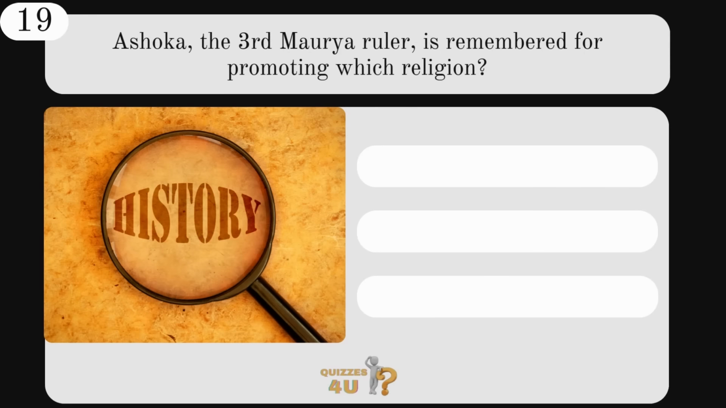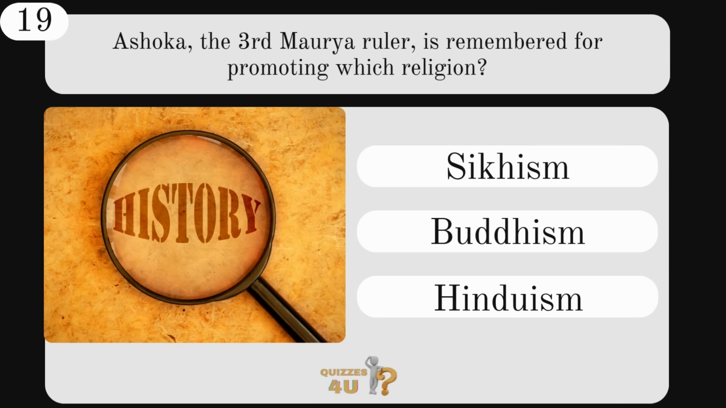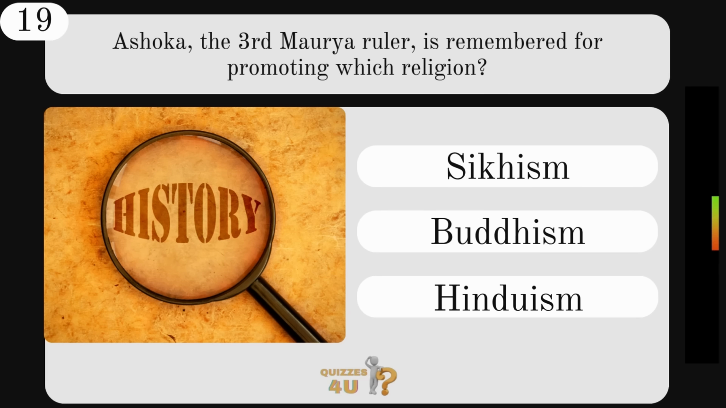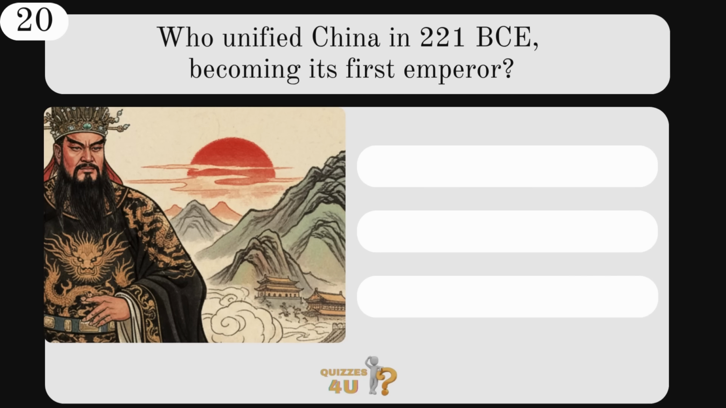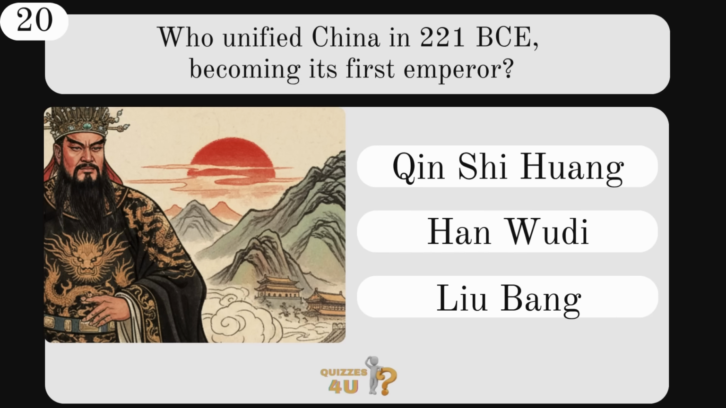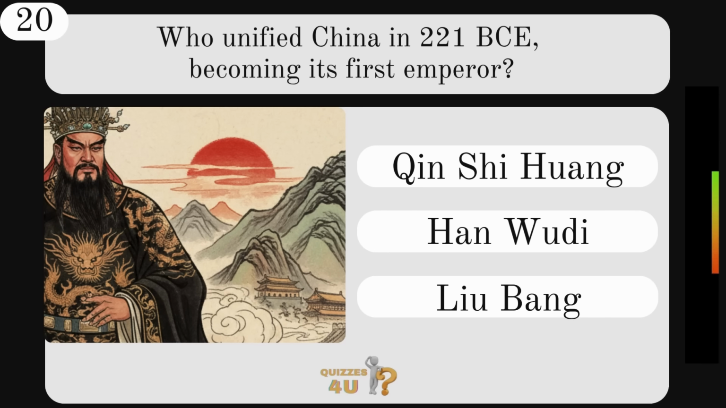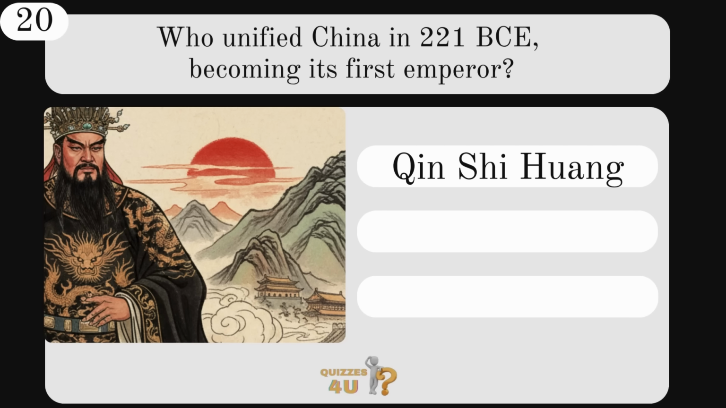Ashoka, the third Maurya ruler, is remembered for promoting which religion? Sikhism, Buddhism, or Hinduism? The answer, Buddhism. Who unified China in 221 BCE, becoming its first emperor? Ting Shi Huang, Han Wudi, or Liu Bang? The answer is Ting Shi Huang.